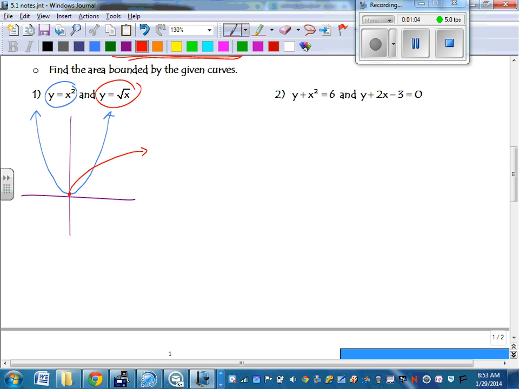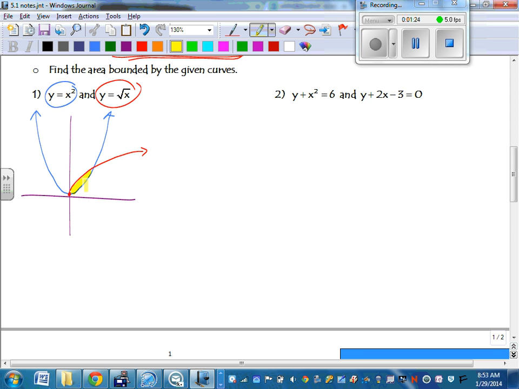Square root function looks like that. So if we look at these two graphs together, they cut off this little region right here. All right, so that's the area we're trying to find, the area in between those curves where it's closed off.